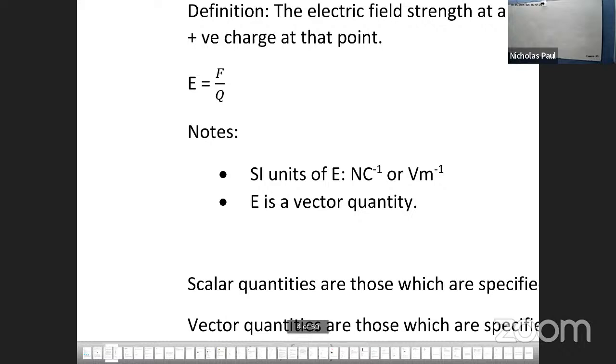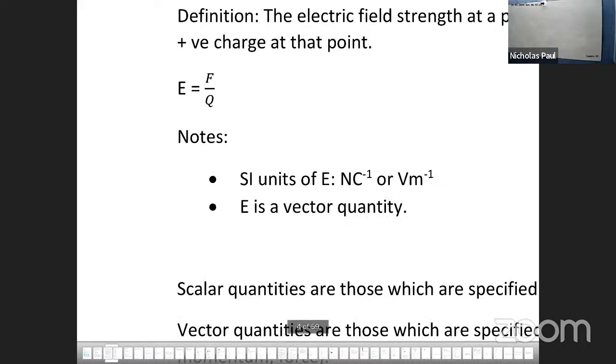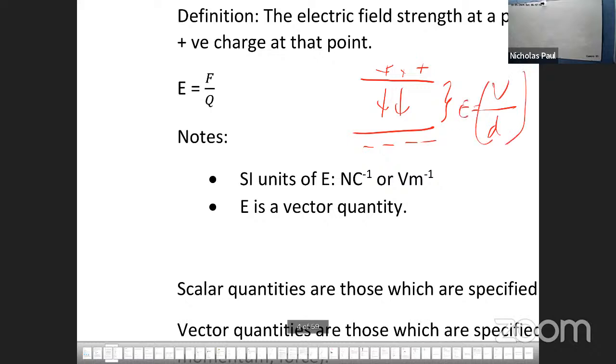Before we do any calculations, I want you to also remember that if I give you two parallel plates, is there an electric field between them? Yes. And the strength of that electric field is dependent on what? Distance and potential difference. Very good. So electric field strength is given by V on D.